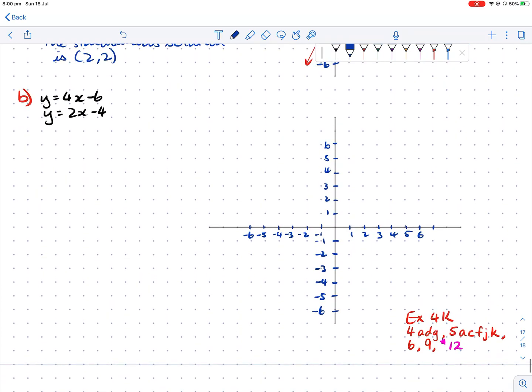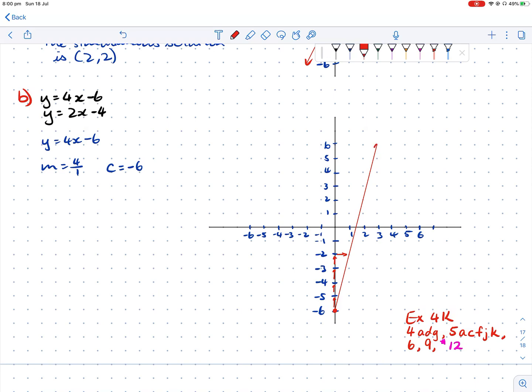Let's have a look at the next one. So we've got y = 4x - 6, and our second equation is y = 2x - 4. So they're both in gradient-intercept form, so I might go with that. So y = 4x - 6, gradient is 4, or 4 over 1, and the y-intercept is negative 6. So when I go to draw it, I'm going to be at negative 6 on the y-axis. I'm going 4 units up, 1, 2, 3, 4, and then 1 unit across. So that's where I'm going to be passing through. So my line is going to look a little bit like that.